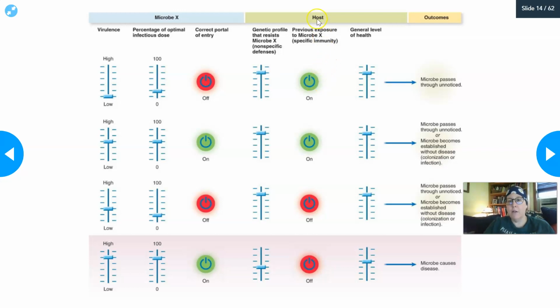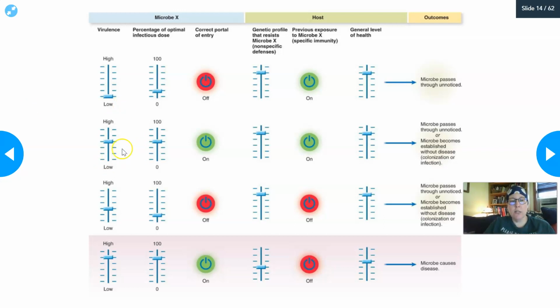And then another factor from the host, you've had a previous exposure to the microbe, so you actually have specific immunity, so your immune system knows what to do with it and can fight it off really well. And you're in good general health, okay? So if you have all of these factors here, the microbe can pass through completely undetected. You fight it off. You never know you have it. You never know it even came in contact with you.